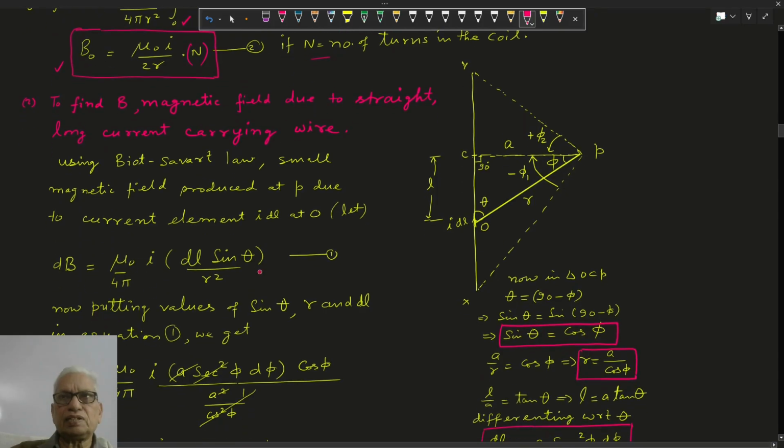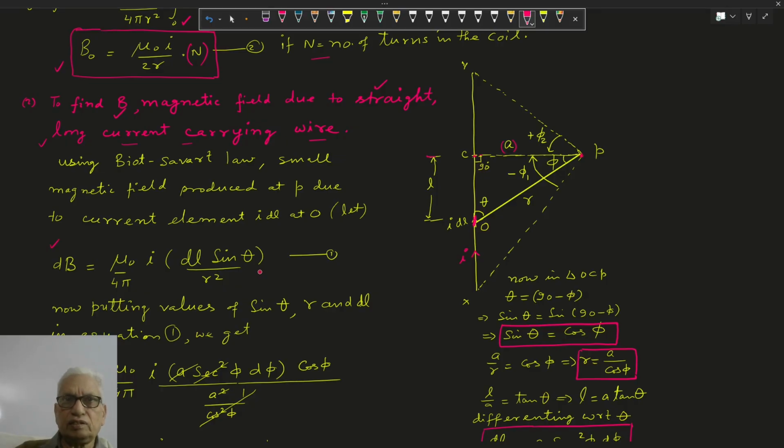Second application: to find the magnetic field due to a straight long current carrying wire. Say this XY is the wire, here the current is I like this, and here we imagine a current element Idl at a distance r from point P, and this is the distance L. From the wire to point P, the distance is say A. At point P, we are interested in finding the magnetic field.